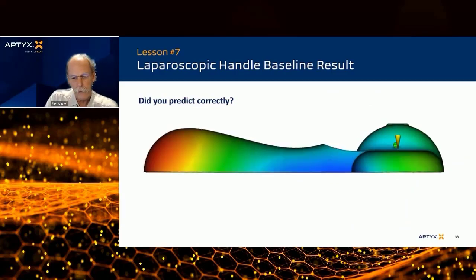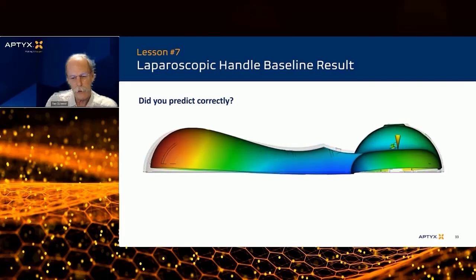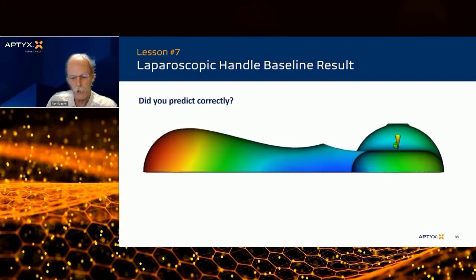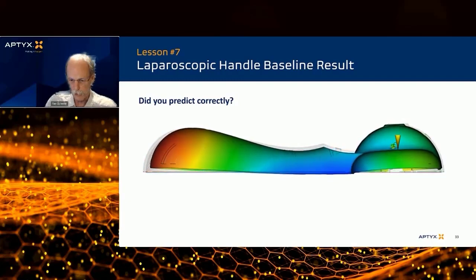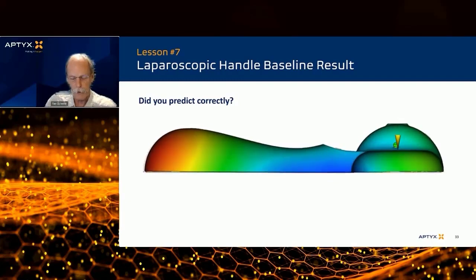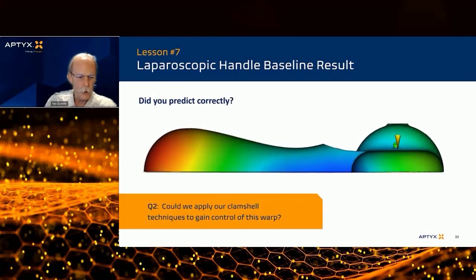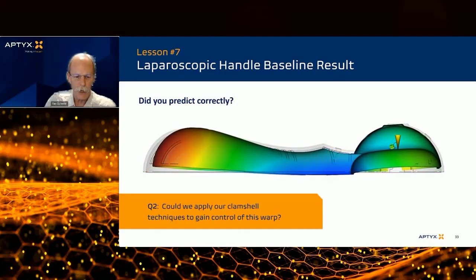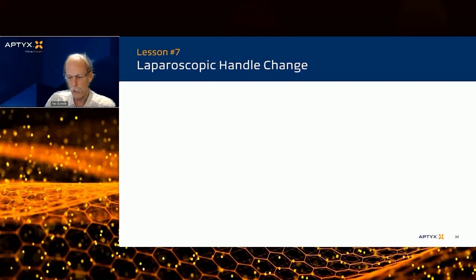So there it is. The question is, did you predict it correctly? It pretty much is going to curl just the way we thought. And this is where I'm saying, if you guys take a look at your designs, in many cases, you're going to be able to predict it before you ever shoot the part. The question is, what can we do? What techniques can we apply to fix this problem or help control it?